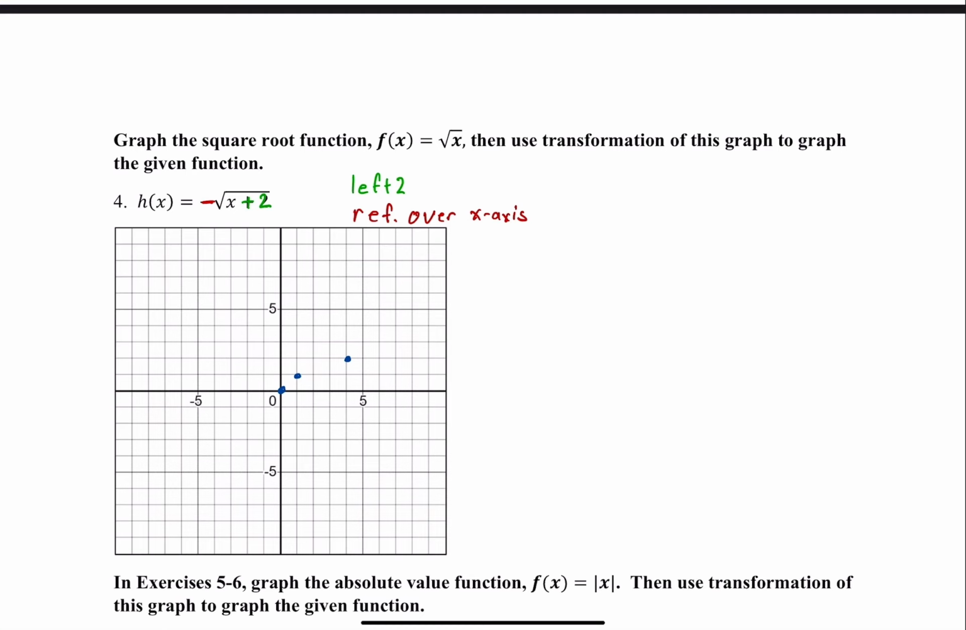So let's move the anchor points to the left 2. So it gives us those 3 green points. Reflect anything that's in the upper quadrants, 1 and 2, down to the negative quadrants, 3 and 4. So right there in red, we do have our red graph that is the transformations applied to the square root function.